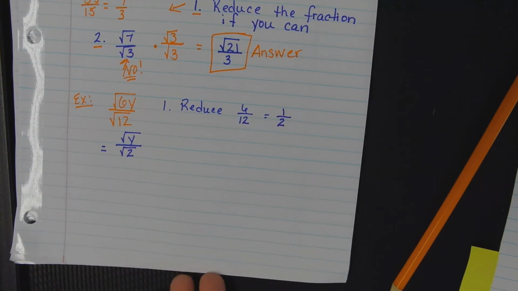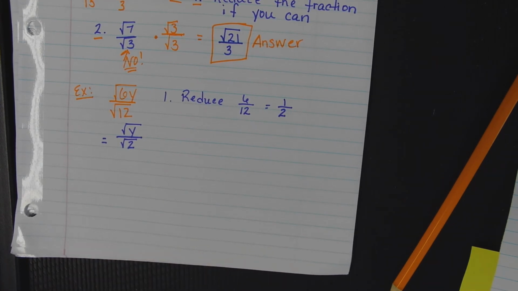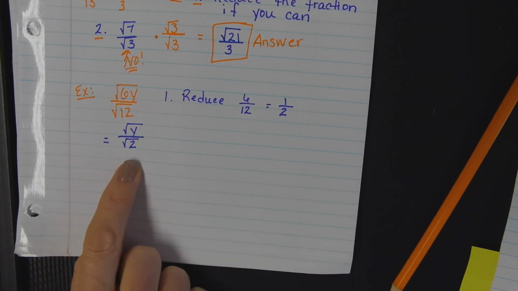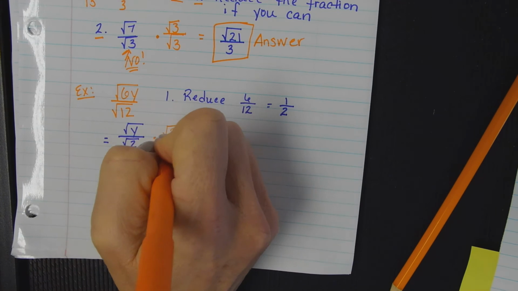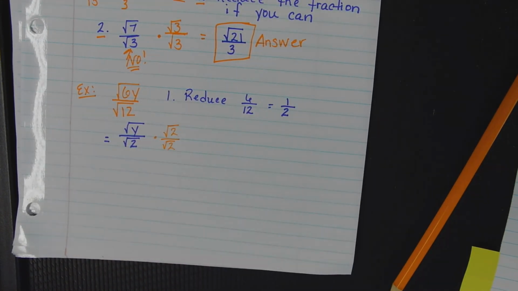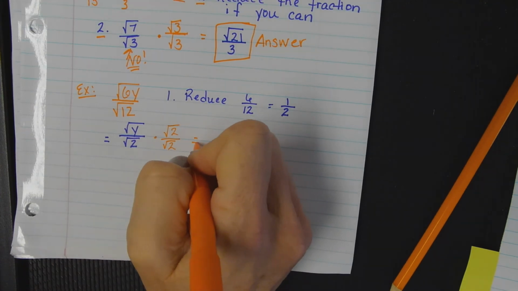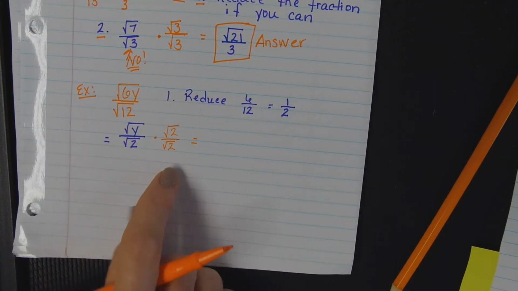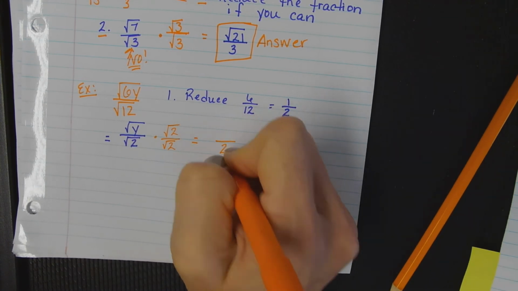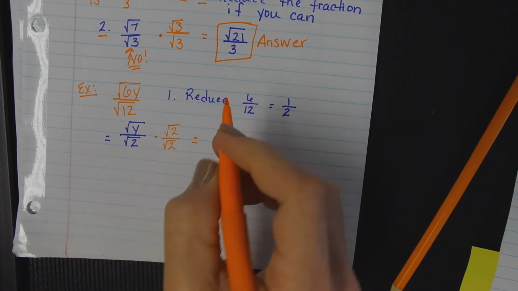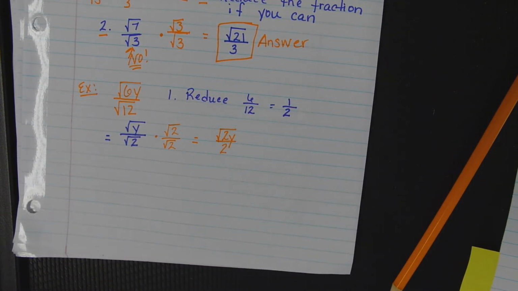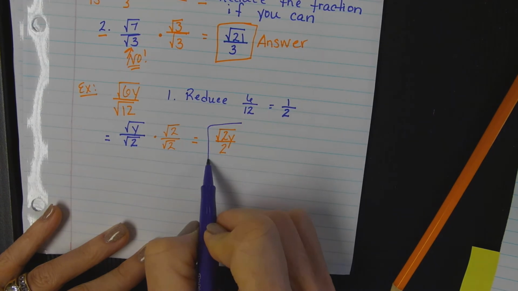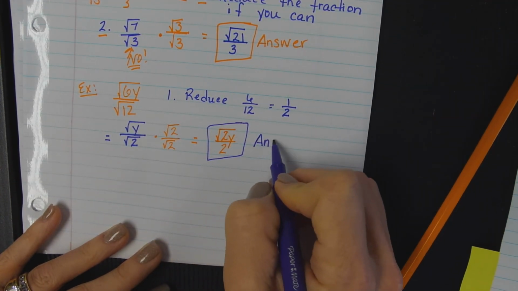Okay, so what's wrong with this problem? What can we not have in the denominator? The radical. So to get rid of the square root of 2, I'm going to multiply the top and bottom by square root of 2. What's square root of 2 times square root of 2? 2. That's the whole point of doing this. And on the top, you have 2y. We cannot simplify that anymore.